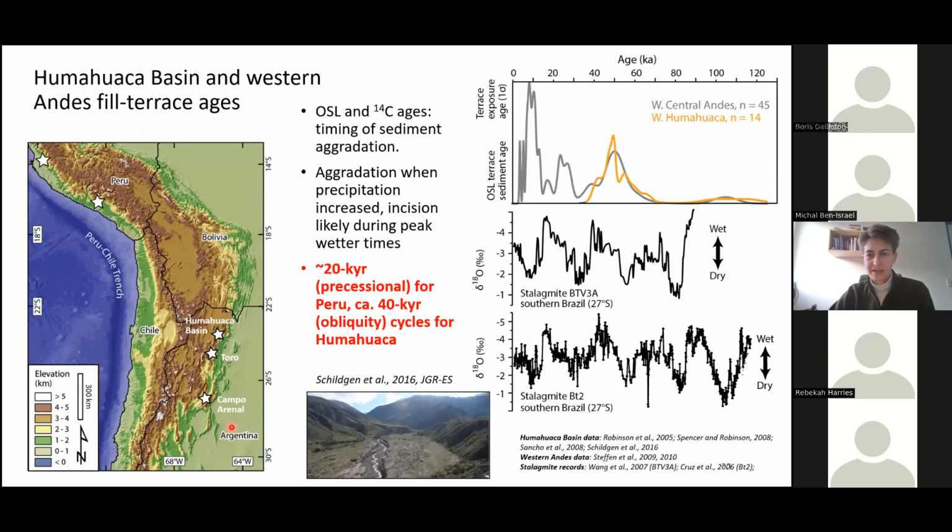Okay, the final slide I have for the data dump is from the Humahuaca Basin and also these two sites in the Western Andes. All the dates we have available are from OSL dates or carbon-14 ages. So the Humahuaca ages are shown in orange, the Western Andes are shown in gray. And we can compare these to some paleoclimate records you see down below. What are we looking at in this case? Well, in the Humahuaca Basin, it looks like we could have 40,000-year cycles, whereas in the Western Andes, maybe again, 20,000-year precessional cycles.